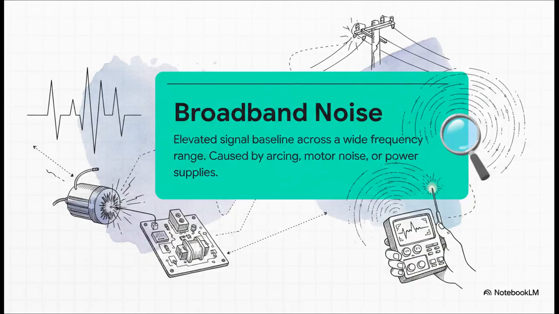Okay, so one of the most common signatures you're going to see out there is broadband noise. On your analyzer screen, this just looks like the entire noise floor has been lifted up across a huge range of frequencies. When you see that, your brain should immediately start a checklist. Could it be arcing equipment, noisy motor brushes, or, the usual suspect, a poorly designed switching power supply?